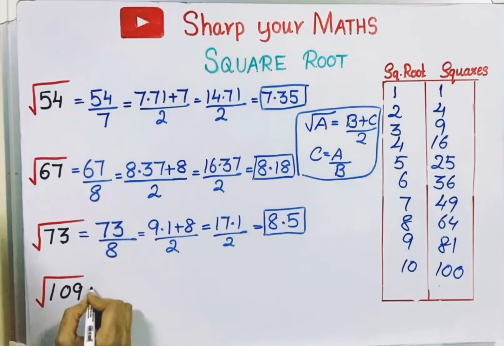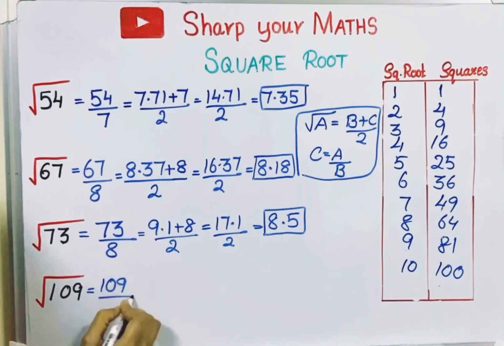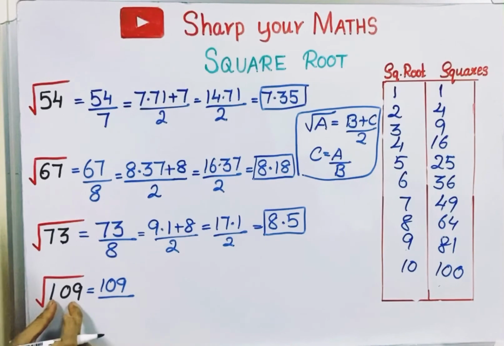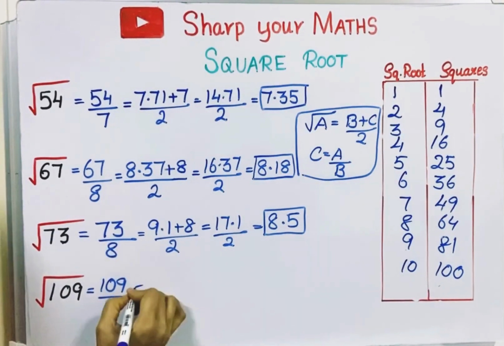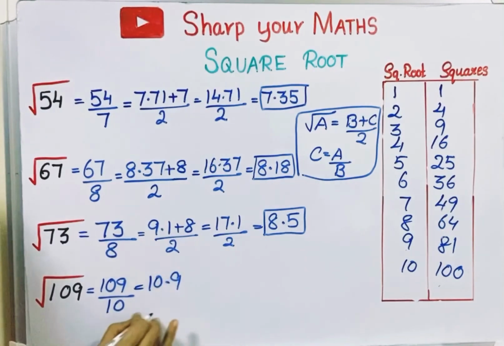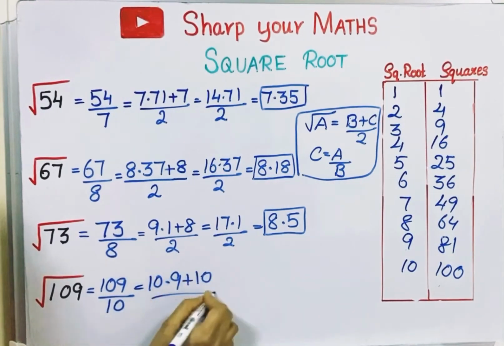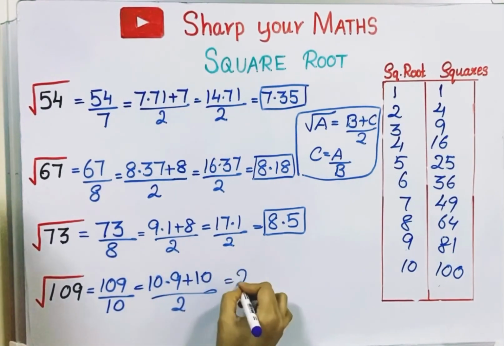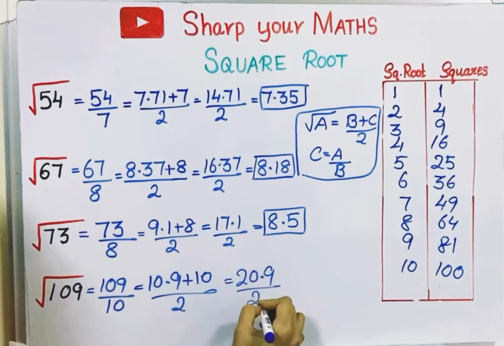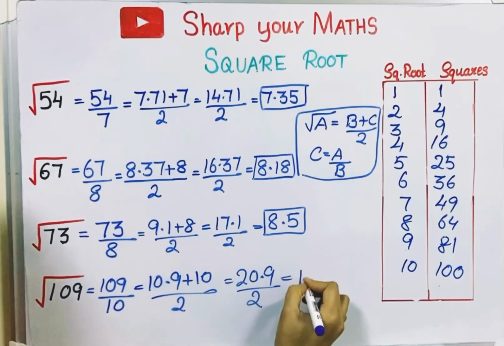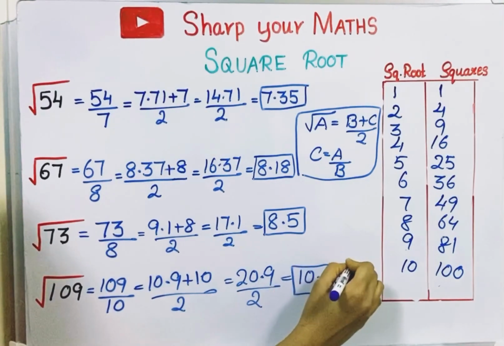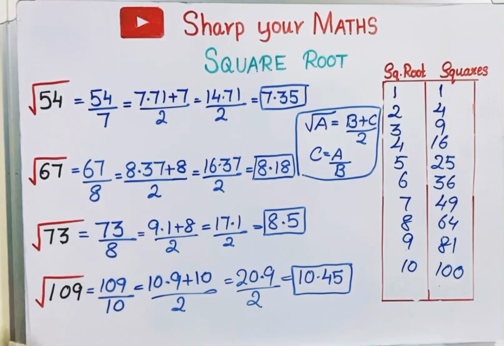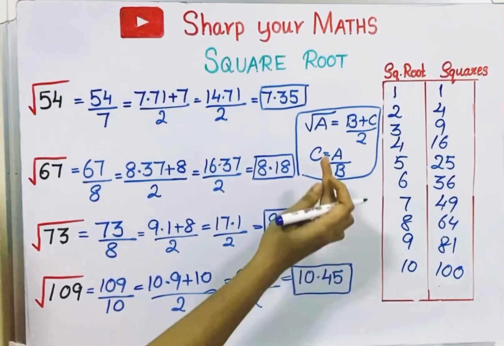Square root of 109. To find that, take 109 and divide. The square which is close to it is 100. Take its square root and divide by this. So you'll get 10.9. Again take this 10 and add it with this. Divide by 2. So you'll get 20.9 divided by 2, which will be equal to 10.45. So the square root of 109 is 10.45. To find the square root of non-perfect squares, just do this.